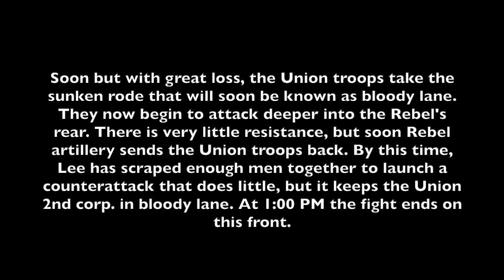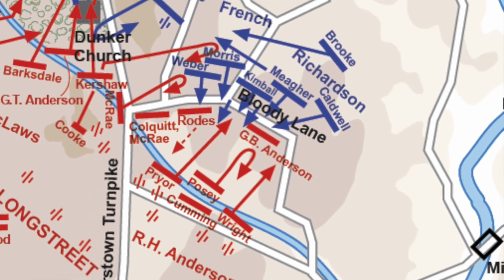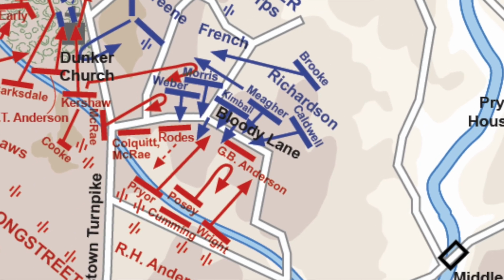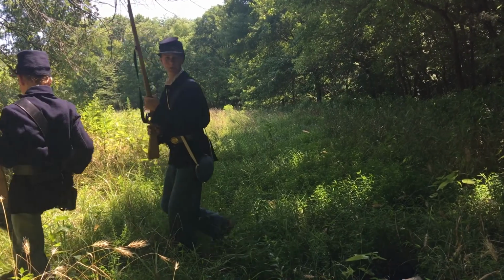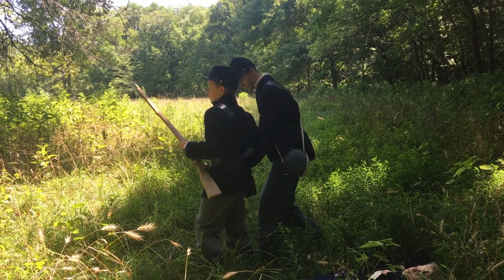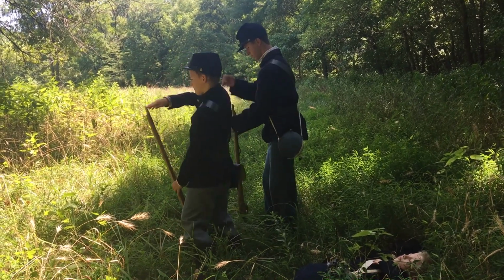Soon, but with great loss, the Union troops take the sunken road that will soon be known as Bloody Lane. They now begin to attack deeper into the rebels' rear. There is very little resistance, but soon rebel artillery sends the Union troops back. By this time, Lee has scraped enough men together to launch a counterattack. That does little, but it keeps the Union 2nd Corps in Bloody Lane. At 1 p.m., the fight ends on this front.